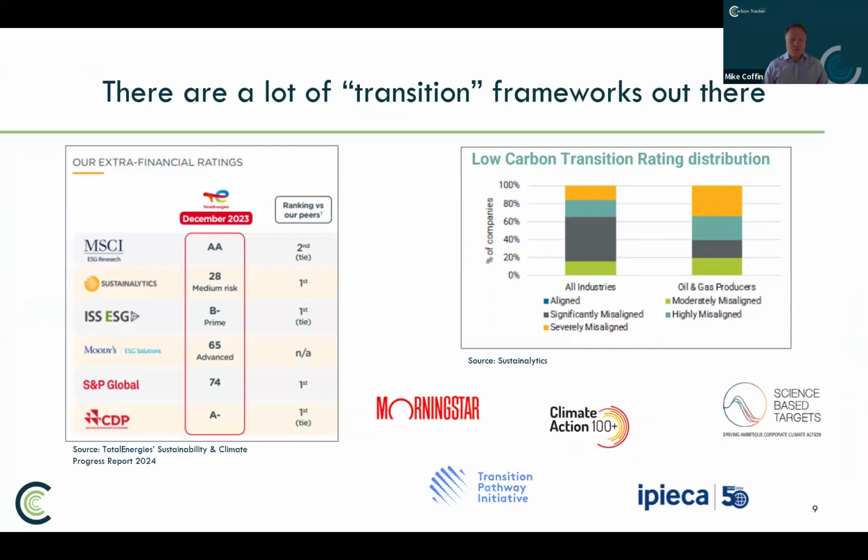There are a lot of different framework setters, guidance documents, and assessment providers. And if you look on the left of this slide, this is an example taken from Total Energy's Sustainability and Climate Progress Report, where you have a number of different organizations that have rated them. And you have a whole range of different scores and risk numbers. And the question is, are these decision useful? And is the underlying data and assessment methodology actually supporting investors and other financial market participants in assessing corporate transitions and actually assessing the transition that they wish to see take place?